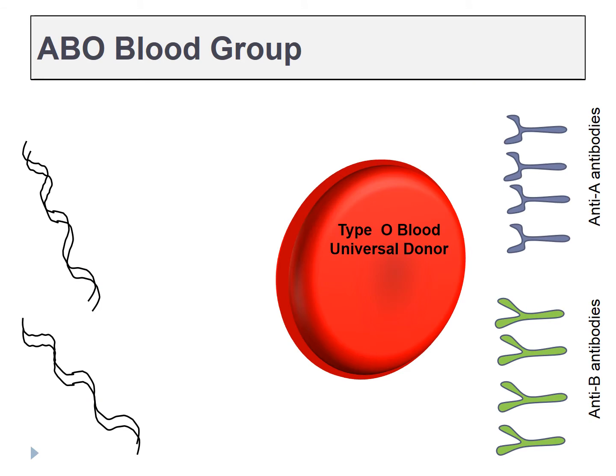People with no surface antigens would be said to have type O blood. They have neither the A nor the B surface antigen, and they are considered the universal donor. They would have both anti-A and anti-B antibodies in their plasma, which means somebody with type O blood can only receive type O blood. But because there's nothing that an antibody could stick to on the surface of their red blood cells, they can give their red blood cells to anybody else.